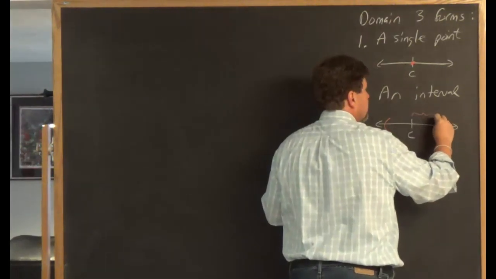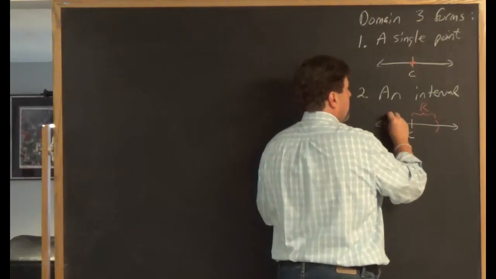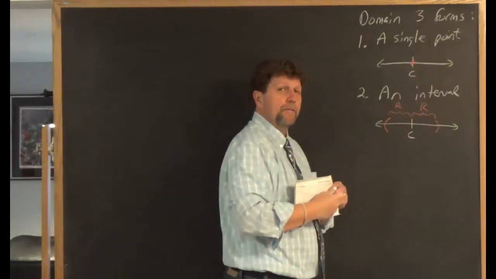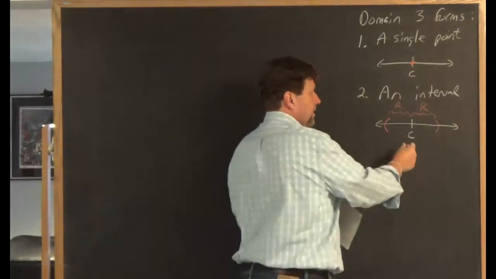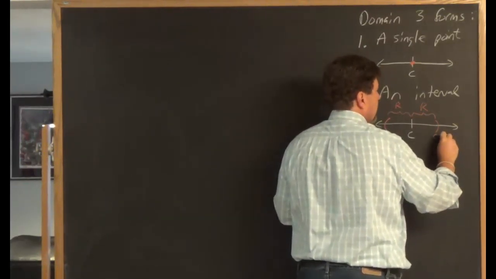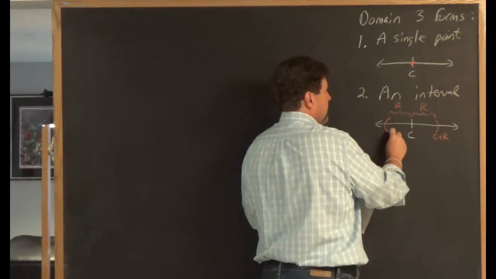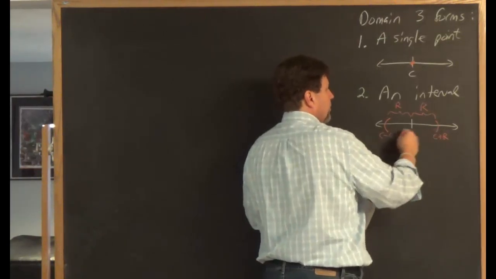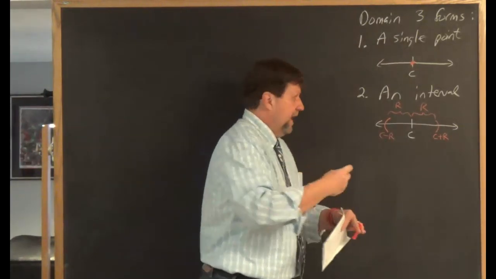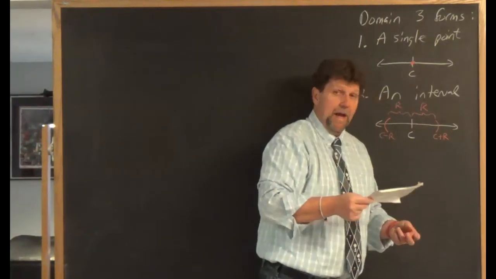So let me just arbitrarily say that this distance is uppercase R, which means that distance is also an uppercase R. So my interval here, if I'm at C and I go to the right R units, I'm at C plus R. If I'm at C and I come R units to the left, that's C minus R. So my interval goes from C minus R to C plus R. And for all values of x, anything that you pick in that interval, the power series converges.